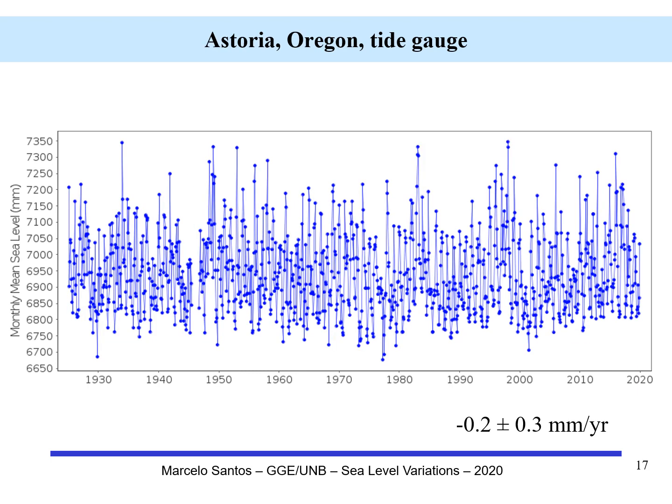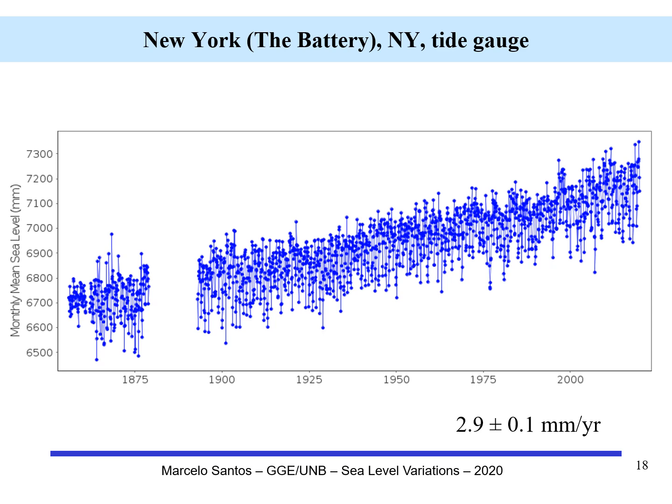Now, the tidal record of Station Astoria in Oregon, dating back to the 1920s. In this case, the record is flat, with a linear rate of decrease in sea level estimated to be equal to 0.2 millimeters per year. Again, no acceleration. The same now for Tidal Station The Battery in New York, New York, dating back to the late 19th century, indicating a linear increase in sea level equal to 2.9 millimeters per year.